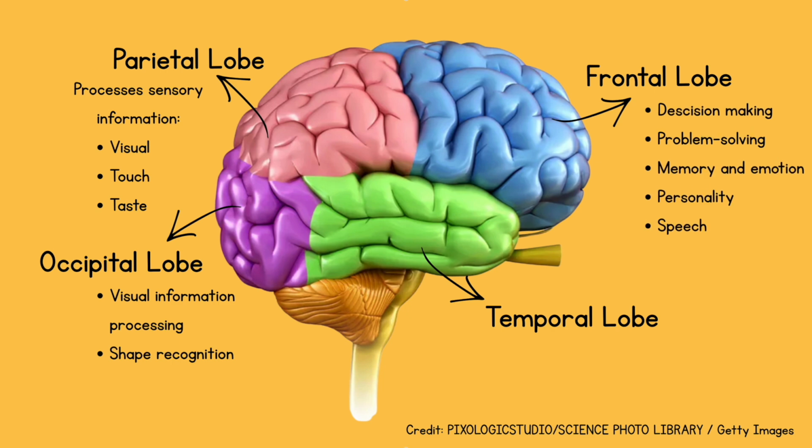The frontal lobe deals with decision making, problem solving, memory, emotion, personality, and speech. It's the last part of the brain to fully develop, typically at the age of 25. And down here, the temporal lobe deals with audio interpretation and language comprehension, specifically when it comes to Wernicke's area, which is in the temporal lobe. Language comprehension and being able to understand speech is where that would happen.